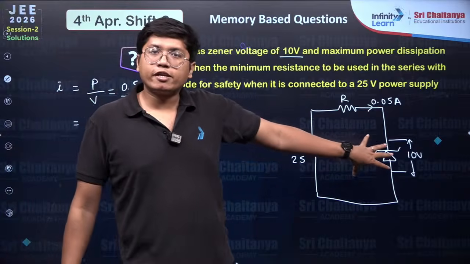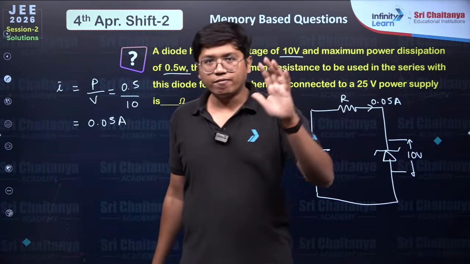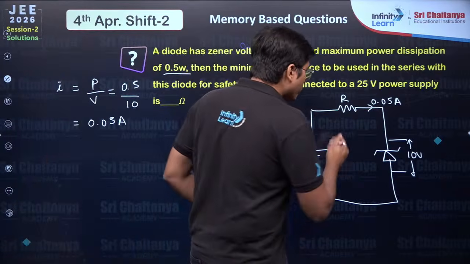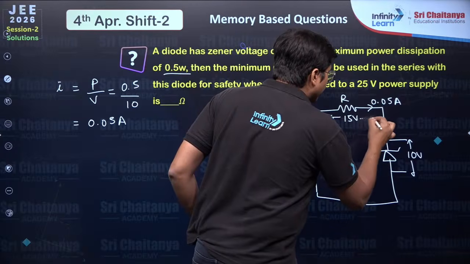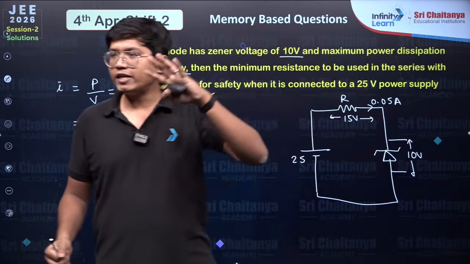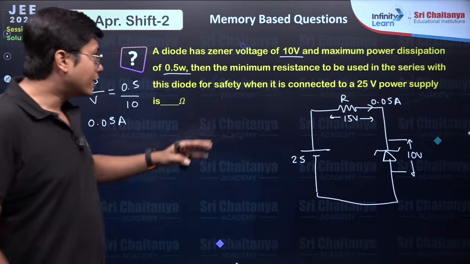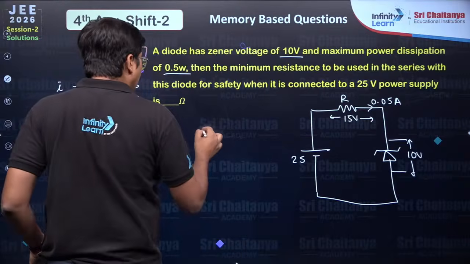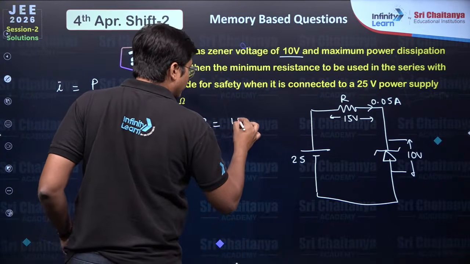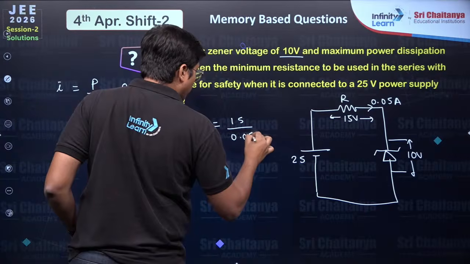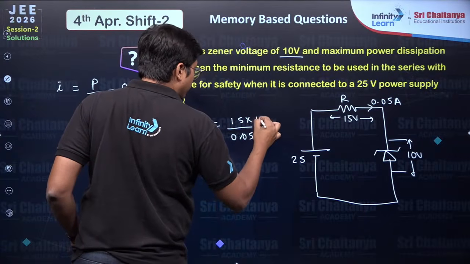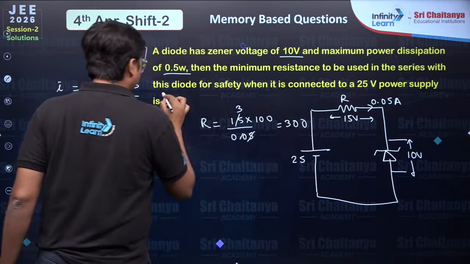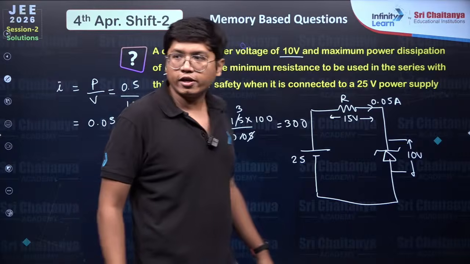Of the 25 volts that you have provided, the Zener eats up 10 volts. It's going to consume 10 volts. So for this resistance R, you have a voltage difference of 15 volts left. Of that 25, take away 10, 15 is left for the resistance. So for that resistance, voltage is 15, current is 0.05. You can calculate R is equal to V by I. V is 15, divided by 0.05. Get rid of this, put 100 in here. 3. The answer is 300 ohms.